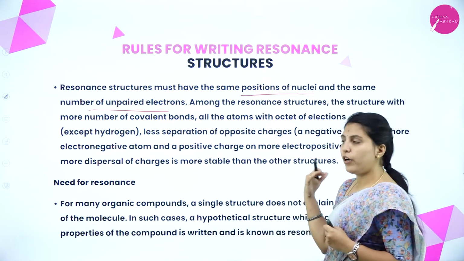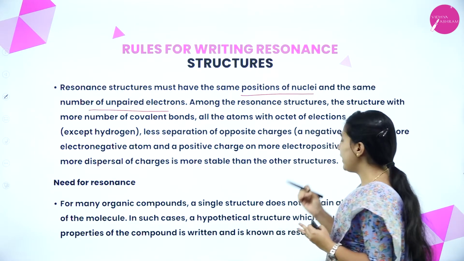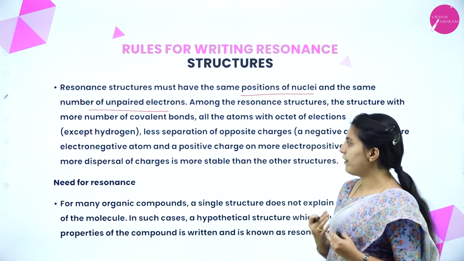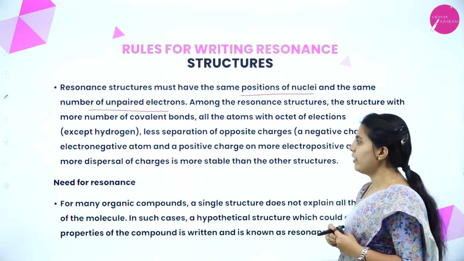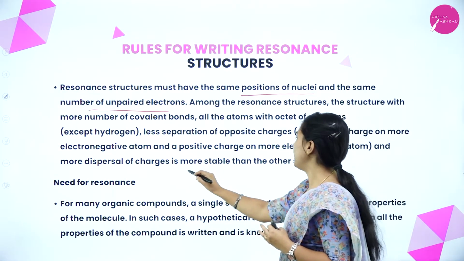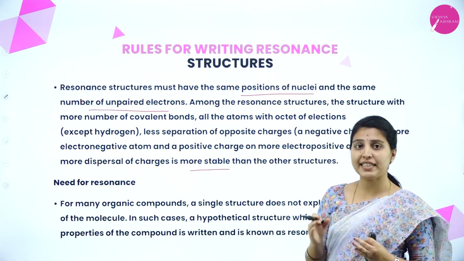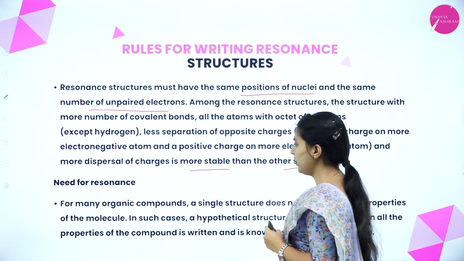Here, regarding the less separation of opposite charges they are telling about, a negative charge will be present on the more electronegative atom and the positive charge will be present on the more electropositive atom. Means a more dispersal of charges is more stable than the other structures. Whenever the charge separation has taken place, that structure will be more stable than the other structures.